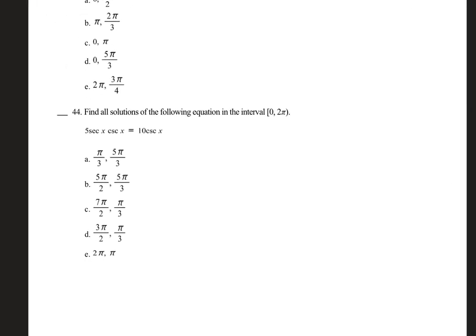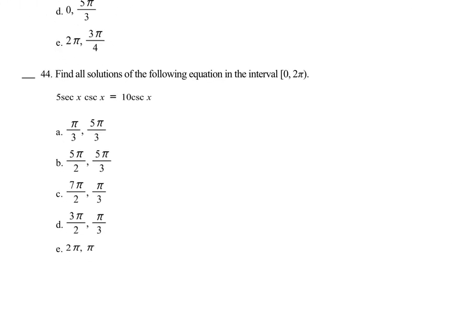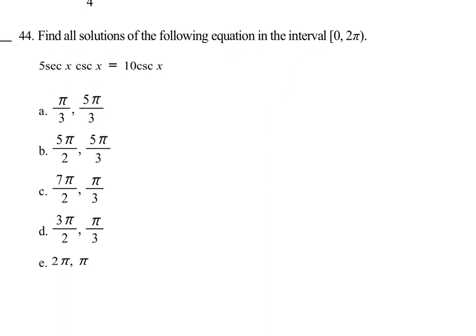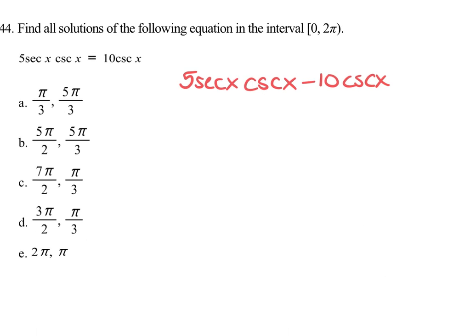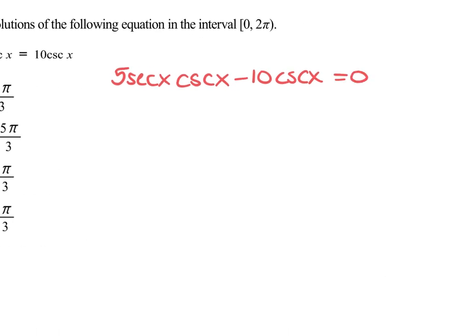All right, so 44 says find the solutions on the interval 0 to 2 pi. This one has two different trig functions, so you want to see if you can factor them out separately. If I move everything to the same side, I get 5 secant x cosecant x minus 10 cosecant x equals 0. And then they both have a cosecant, so I can take out the cosecant.